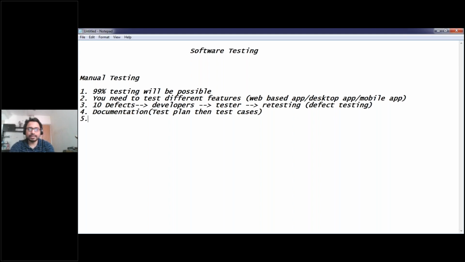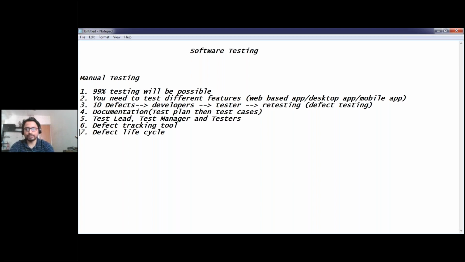Now the next thing is the test lead, test manager, and testers. These are the persons who are involved in manual testing. Next is the defect tracking tool, which is quite important in manual testing. Next is the defect life cycle.